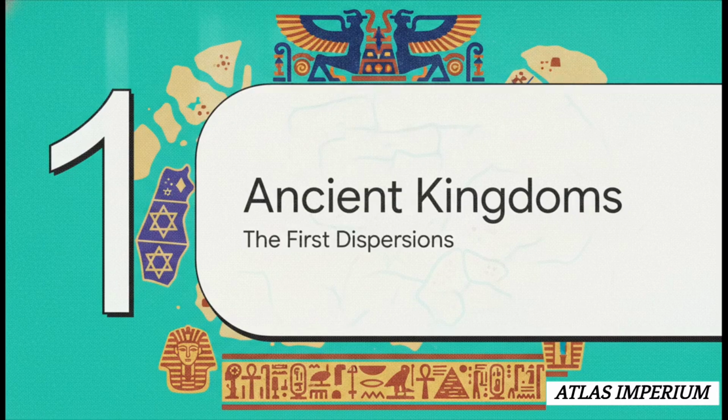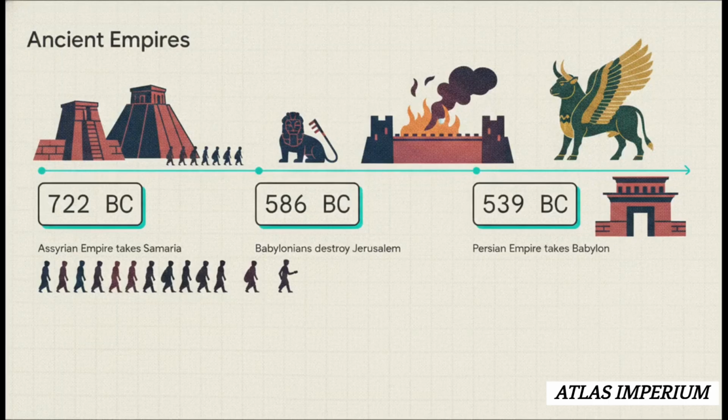The first dispersions. Picture this. It's 750 BC. The Near East is precariously wedged right between two massive superpowers, the Assyrian Empire up north and Egypt down south. Stability? Yeah, that was exceptionally rare here. We see this rapid-fire succession of empires taking control. In 722 BC, the Assyrians take Samaria, forcing people to flee south to Jerusalem.